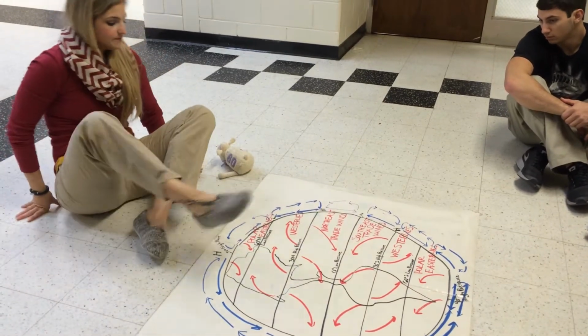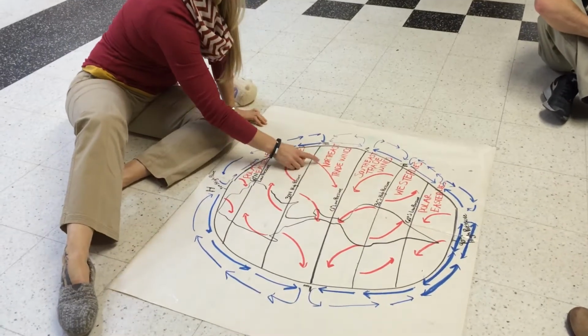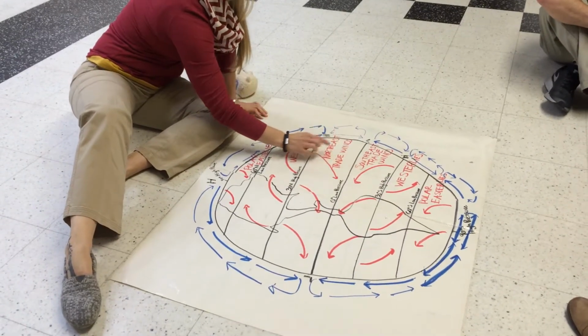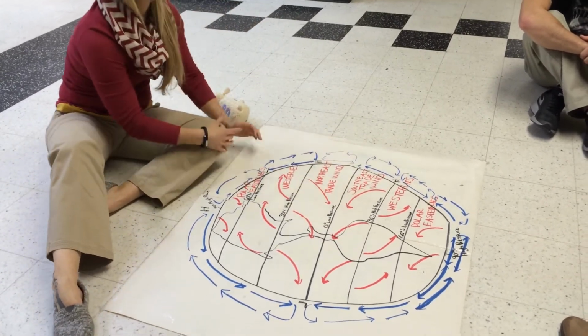And they match. Polar easterlies, westerlies, westerlies. These are the only ones that are different, and they make sense. Northeast trade winds, southeast trade winds. But they're both trade winds, okay?